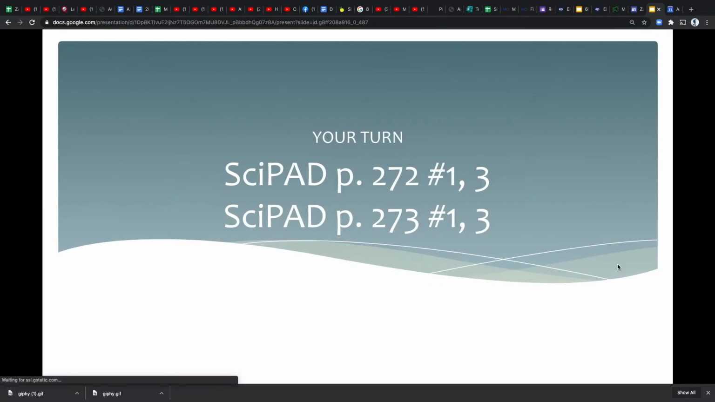So let's do some calculations of Ka and pKa, applying these calculations and these equations to the following pages from SciPad. Just 1 and 3. Skip number 2 on both of these. Page 272, 1 and 3. Page 273, 1 and 3.